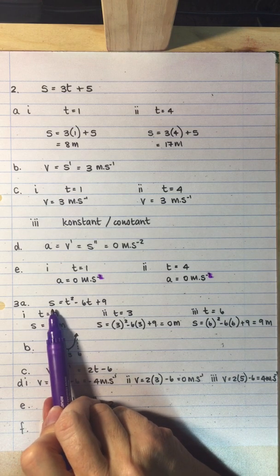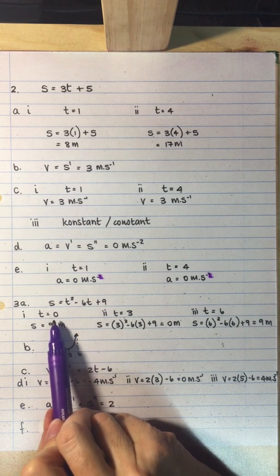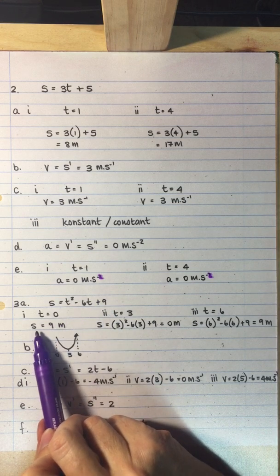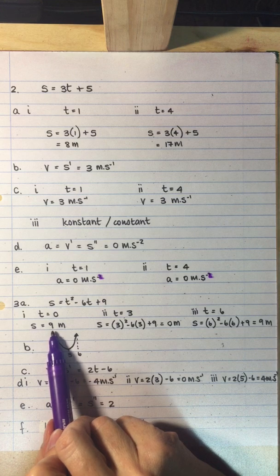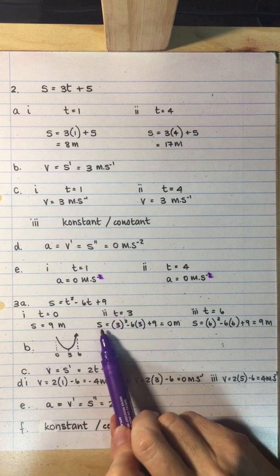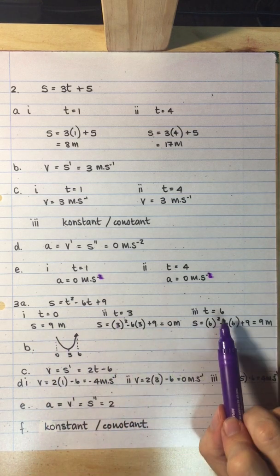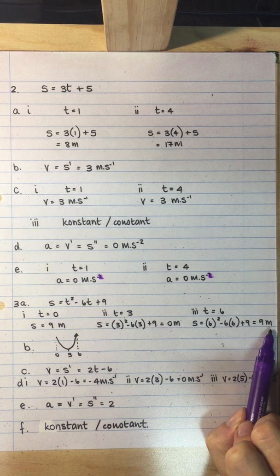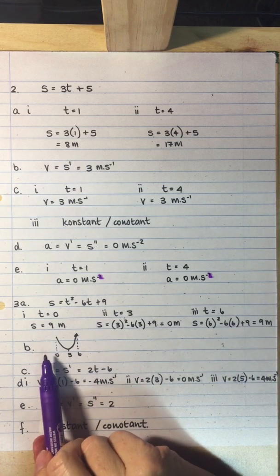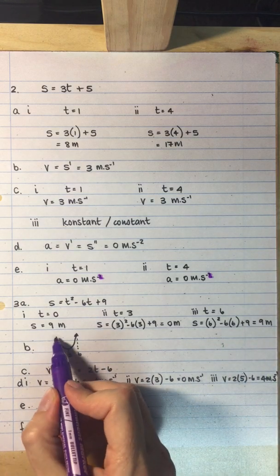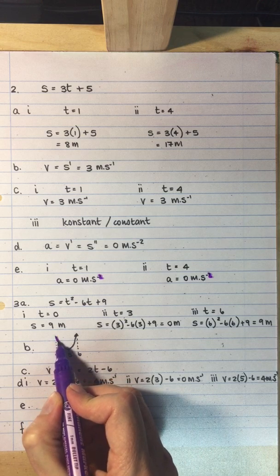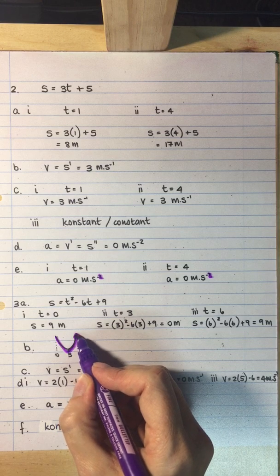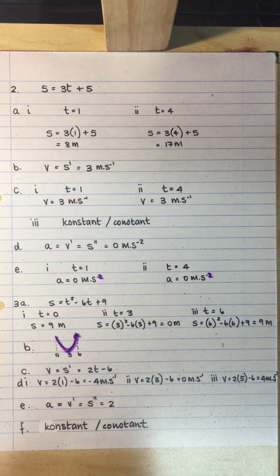This is a displacement formula, and we will substitute the time into the equation and find that the displacement at 0 seconds is 9 meters, at 3 seconds the displacement is 0 meters, and at 6 seconds the displacement is 9 meters again. This will allow us to describe the displacement of the particle. At 0, it's 9 meters, it drops down to 0 and bounces back up to 9 meters again at 6 seconds.